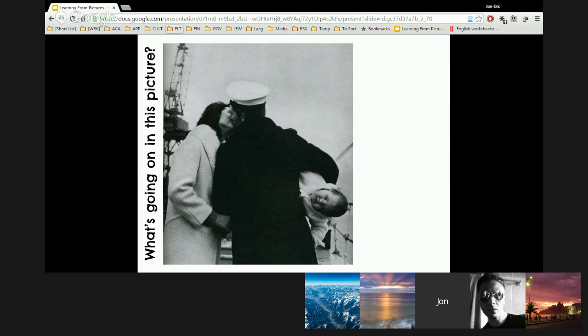The man is wearing a hat. You don't need to say over his head because we always wear hats on our head. It's not necessary to say. In fact, not even a hat. He's wearing a sailor's cap. Sailor's cap. Okay. Something like that.